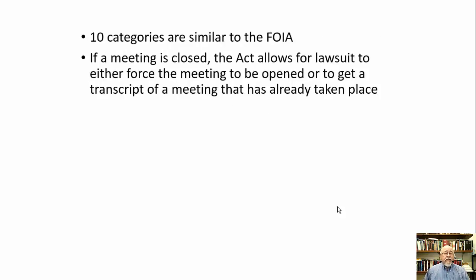For closing meetings, there are 10 categories which are similar to FOIA. If a meeting is closed, the Government in the Sunshine Act allows people to sue to either force the meeting to be opened if they hear about it beforehand, or to get a transcript of a meeting that has already taken place if they've been talking about things not covered by the 10 categories for which they can have closed meetings. It's federal executive bodies, and they're important because they deal with federal executive agencies, which affect a lot of Americans.